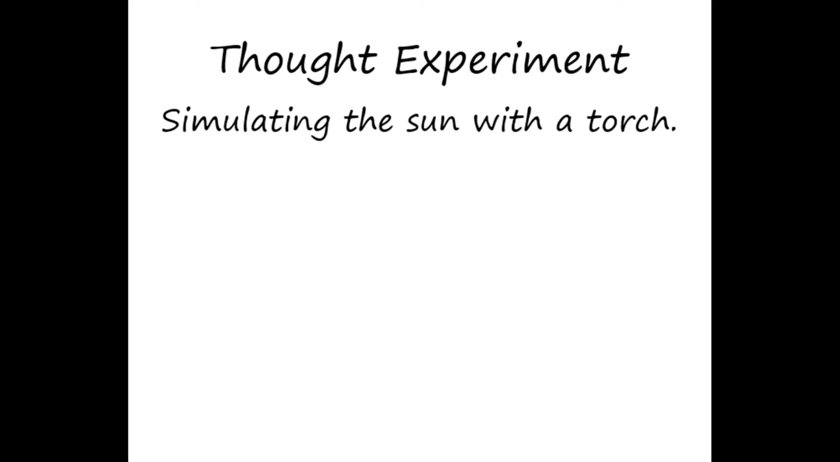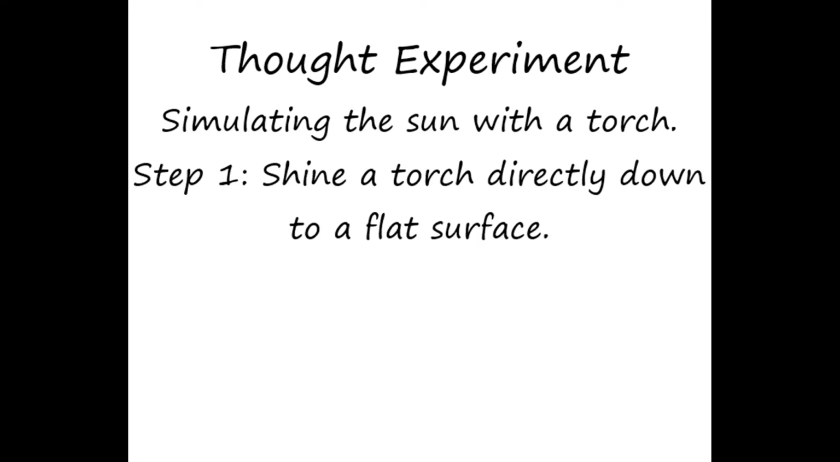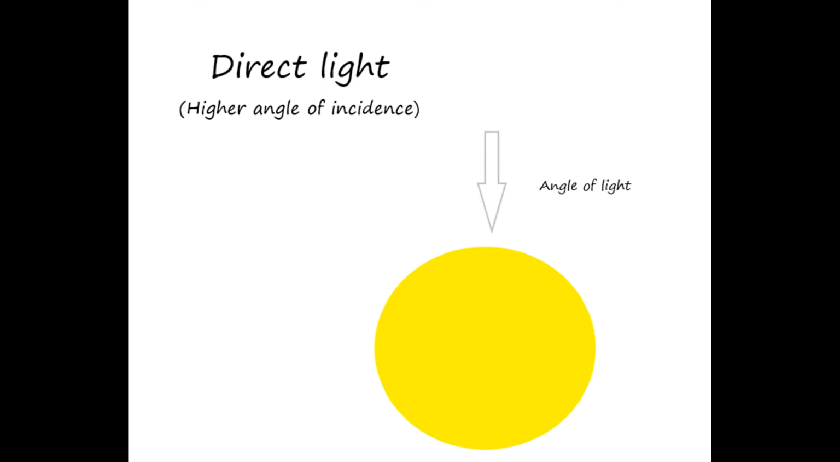To better understand the way that light affects the seasons, let's conduct a thought experiment by simulating the sun with a torch. First, let's shine the torch directly down onto a flat surface. This will simulate the way the sun acts in summer. As you see here, the light shining directly down onto a flat surface creates a circle. This is what is known as a high angle of incidence.